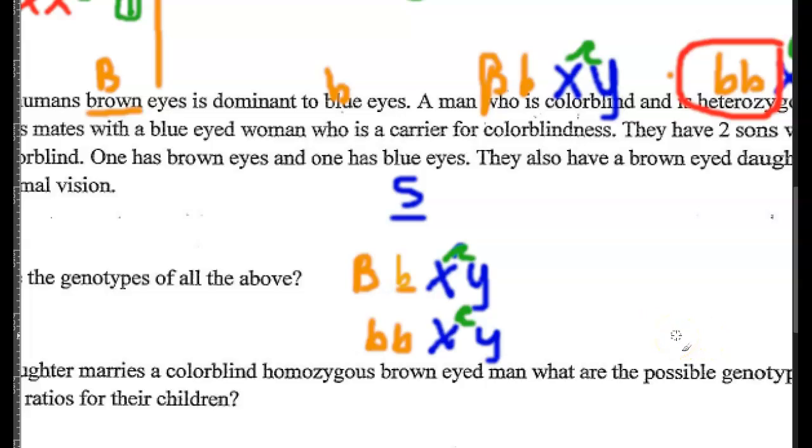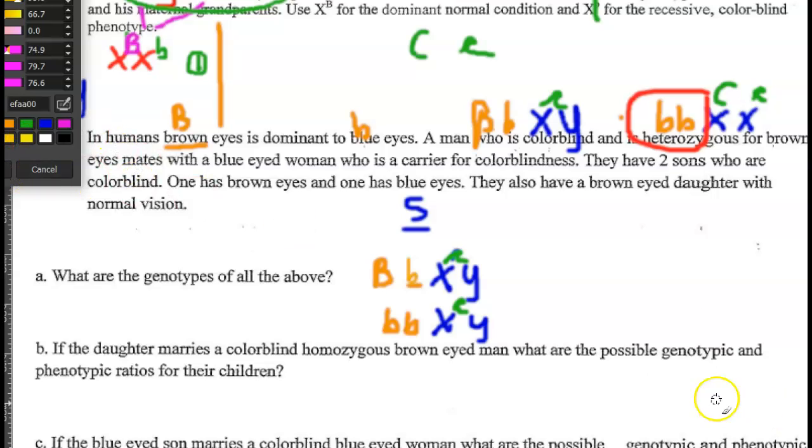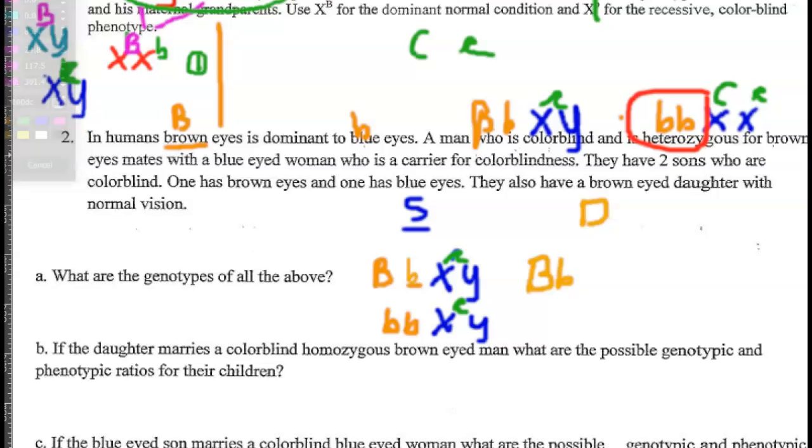And they have a brown-eyed daughter with normal vision. Something has happened here. So they have a brown-eyed daughter again. Here's the daughters. Brown-eyed. And we know that's heterozygous because the mom has 2 little b's and can only give little b's. And we know it's a daughter, so it's 2 X's. And normal vision.